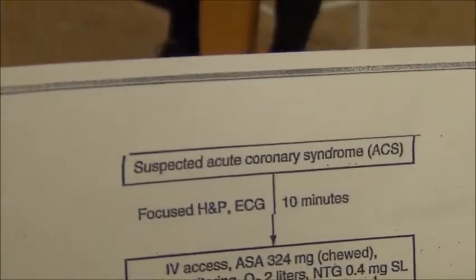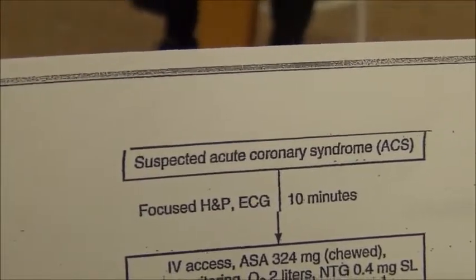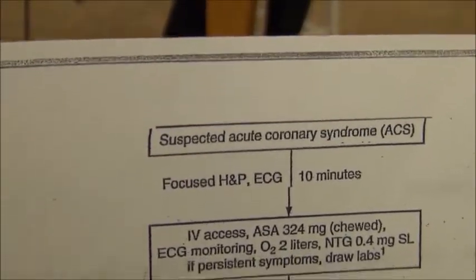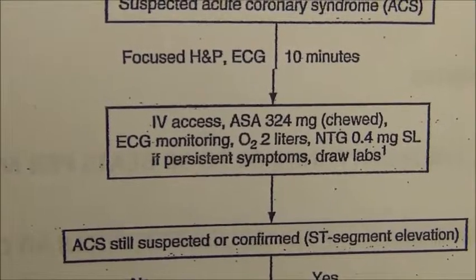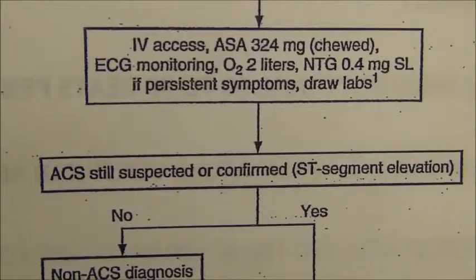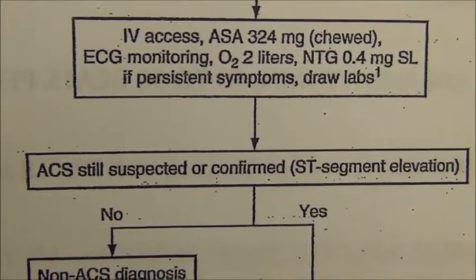So, what can be done? Let's go to this one. A person comes to the emergency room with a suspected acute coronary syndrome, meaning probably has a myocardial infarction. They do a rapid history and physical, they do electrocardiogram right away, all done in the first 10 minutes. They put in an IV, they give you an aspirin to take, they give you oxygen, give you some nitroglycerin, and if your symptoms are persistent, they'll draw these labs, but they usually draw the labs before they even do the IV.